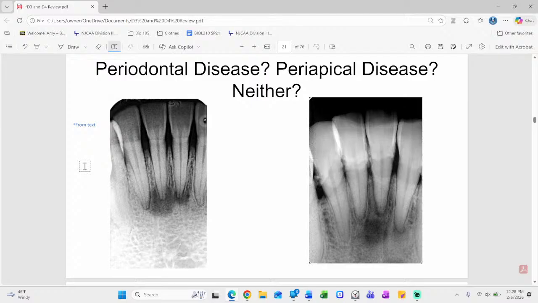So again, I run through my same, and of course you're going to have objective tests also. You're going to pulp test. You're going to do electricity. You're going to do hot cold. You're going to do mobility. We don't have any of that here. We're looking at an image. So remember, we're looking at an image.